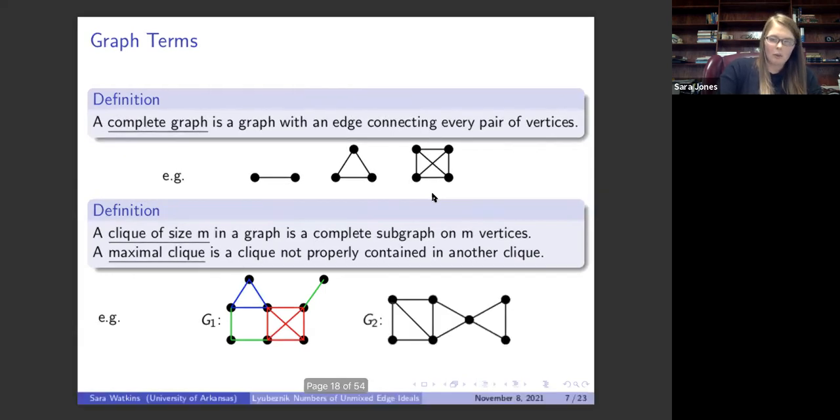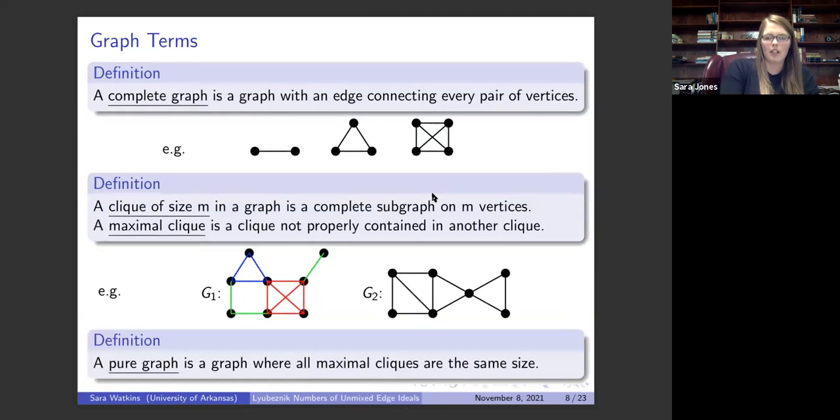Okay. One more example. Notice in this example that all the maximal cliques are the same size. The only maximal cliques we have in this graph are triangles, cliques of size 3. So all the maximal cliques are the same size, and we call this a pure graph. A pure graph is a graph where all the maximal cliques are the same size. So G2 is definitely a pure graph, G1 is not a pure graph.